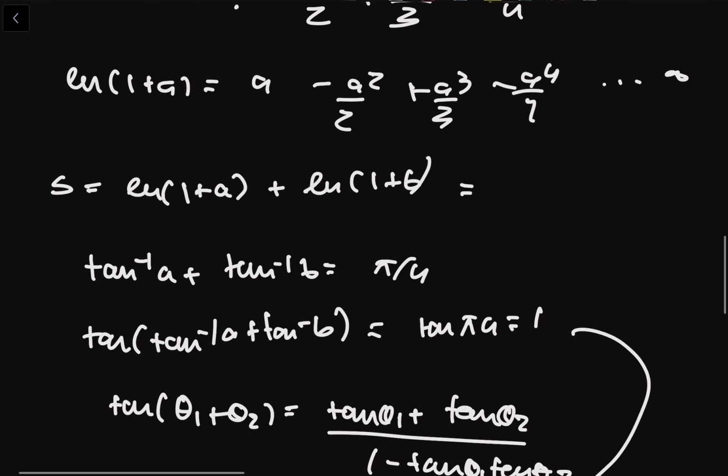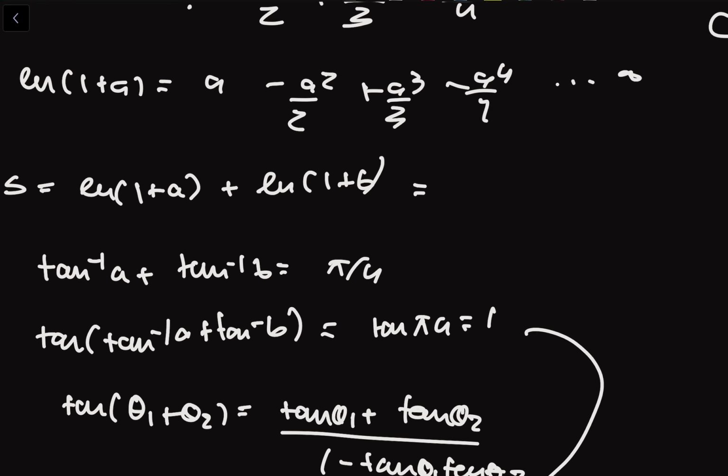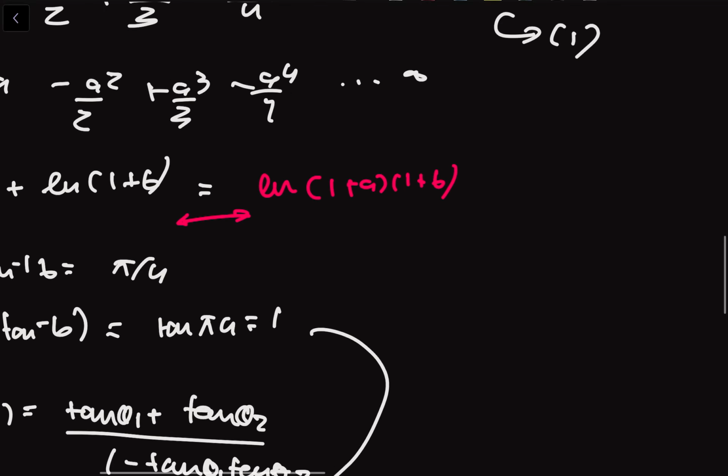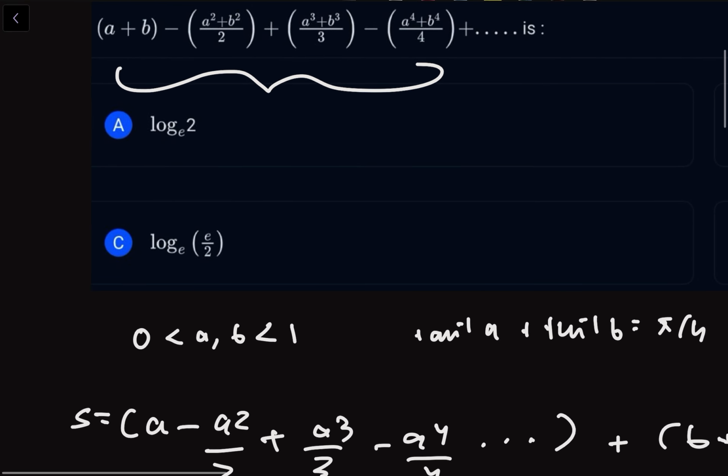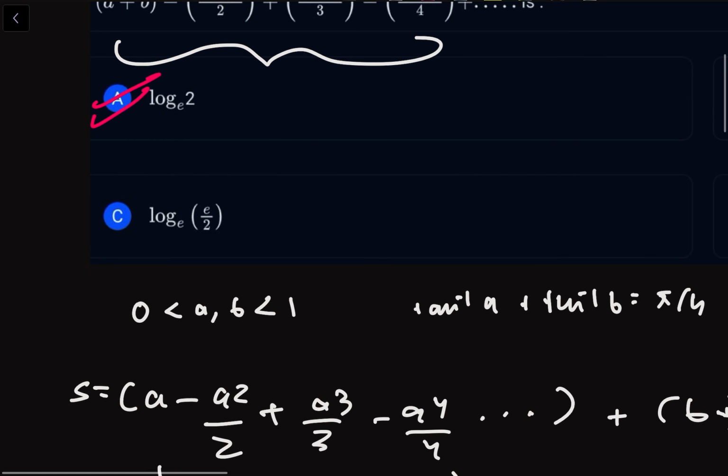Now, as you can see over here, S can be evaluated as ln of 1 plus a into 1 plus b, because using the properties of logarithm, this is just the same as this. And we know 1 plus a times 1 plus b is just 2 from our second equation. So this becomes ln 2, which is log to the base e of 2. So our answer is going to be option A. Hope that makes sense.